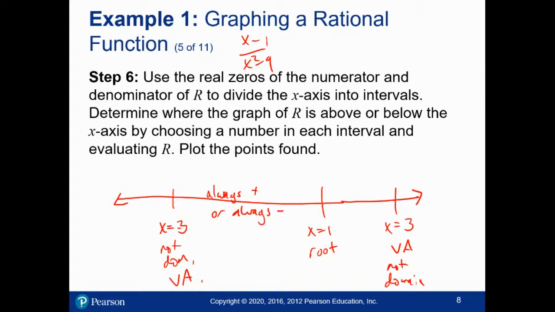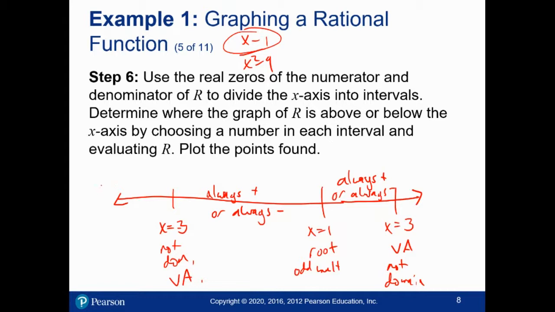Similarly, once I have this root here, to the next vertical asymptote, it's either always positive or always negative, but I don't necessarily know which one. What I do know, however, is that since this root is of odd multiplicity, the graph does go through the axis. So if it was positive to the left, it will be negative to the right, and vice versa. I still don't know which one it is, but I know it changes.